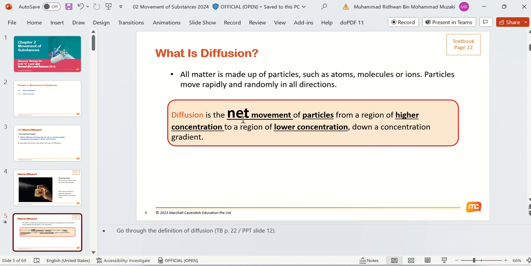Now let me emphasize a few terms here. Net. It's not just movement of particles, it is the net movement of particles. I will explain what net movement means later. And it must be from a region of higher concentration of the particle to a region of lower concentration. From higher to lower means down a concentration gradient. The keyword here is down.